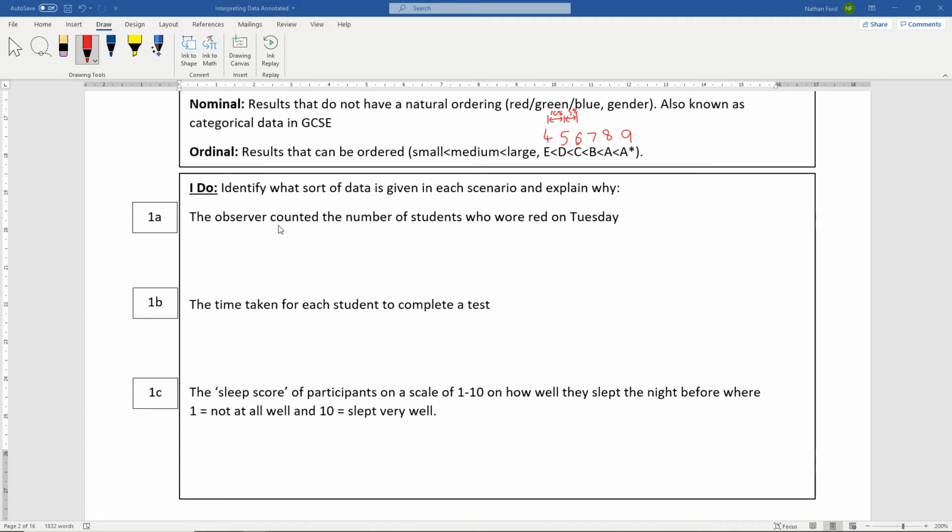Okay, so let's look at this here. We've got these three examples. We've got people that are taking surveys or data, and we need to decide what sort of data they are taking. What is their survey getting? Is it giving nominal, ordinal, discrete, or continuous data?